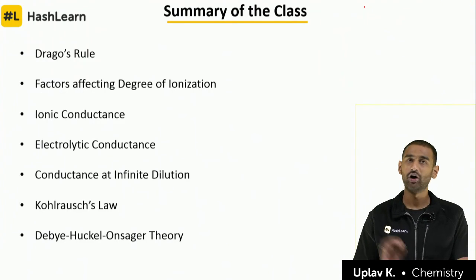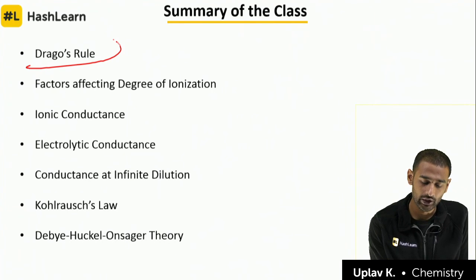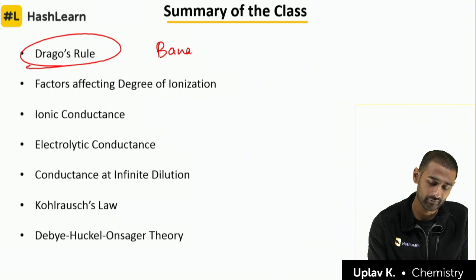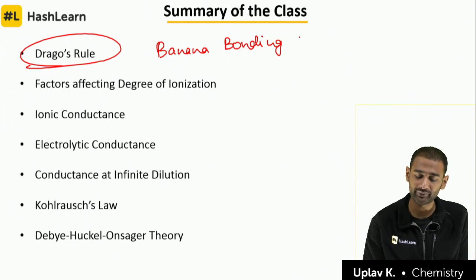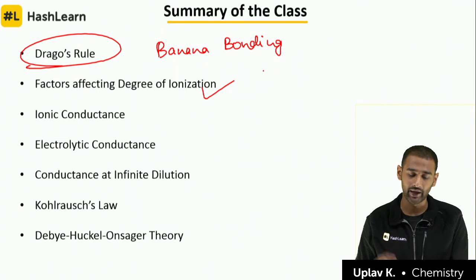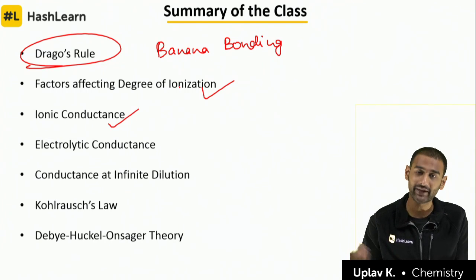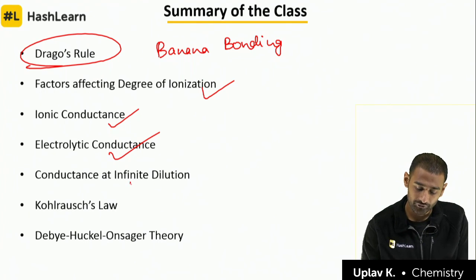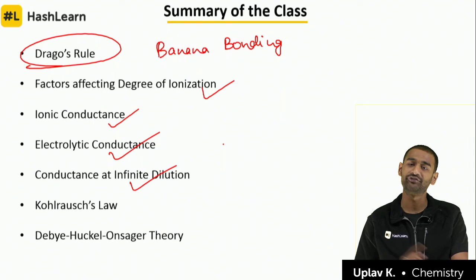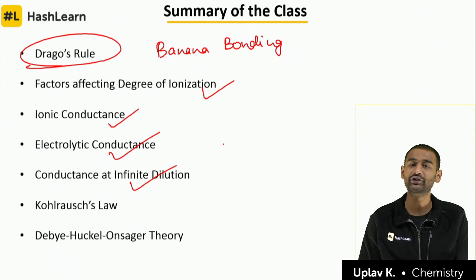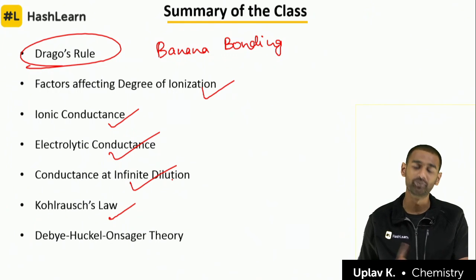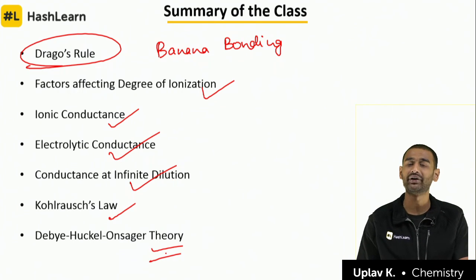Don't worry. That's all for today. Let me summarize today's class. We discussed Drago's rule. In the next class, I'll also talk about banana bonding, because I've seen many people asking about it. Apart from that, we discussed the factors affecting the degree of ionization. We talked about ionic conductance, electrolytic conductance and the factors on which it depends. We talked about conductance at infinite dilution: at infinite dilution, the conductance will be maximum. Then we talked about the Kohlrausch law and how to solve numericals with it. We will talk about that more in the next class.